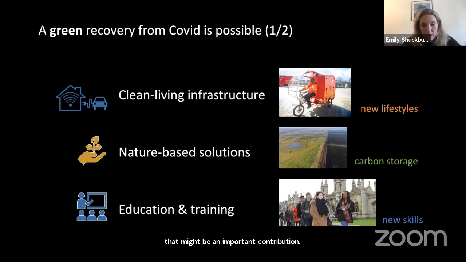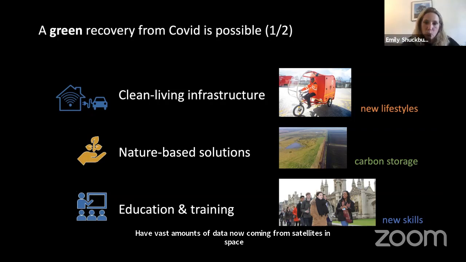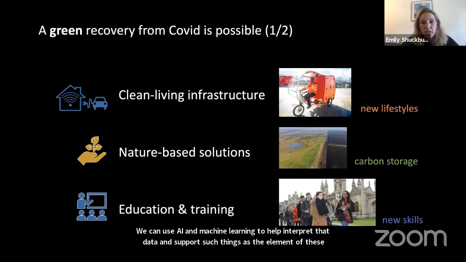Now, you might ask, where can we bring AI into these sorts of nature-based solutions? Well, one area in which we're starting to more and more use AI is in terms of helping to analyze environmental data from around the world. We have vast amounts of data now coming from remote sensing, from satellites in space, sending us down measurements of all sorts of aspects of the natural world. And we can use AI and machine learning to help interpret that data and support things such as the development of these nature-based solutions.